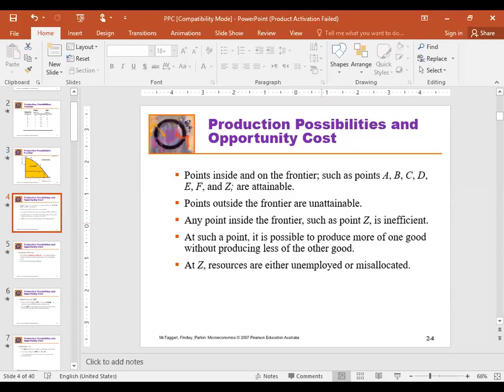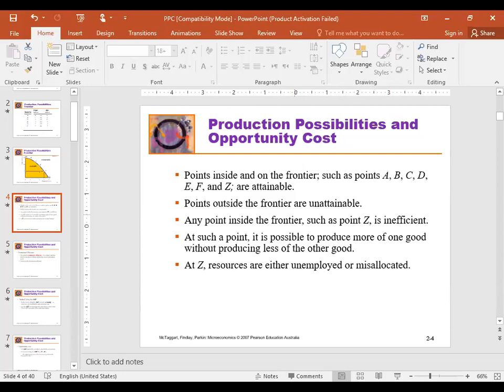Some of your factors of production are not being used. So as a company, you're not being so efficient when it comes to production. Any point outside the curve is what we say is unattainable. Your resources are either unemployed or misallocated. Unemployed means you're not using them. Misallocated means maybe you're putting them in the wrong places, or the way that you're producing is not efficient.